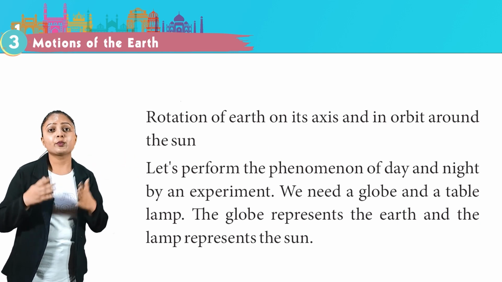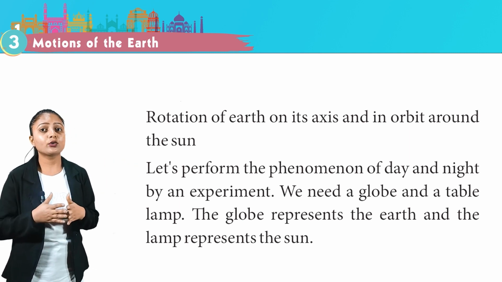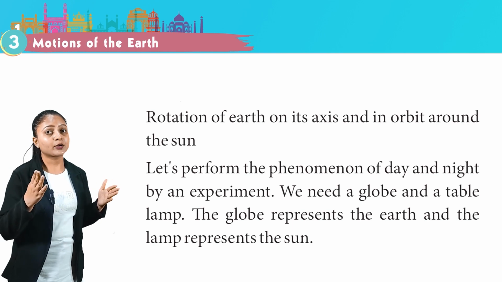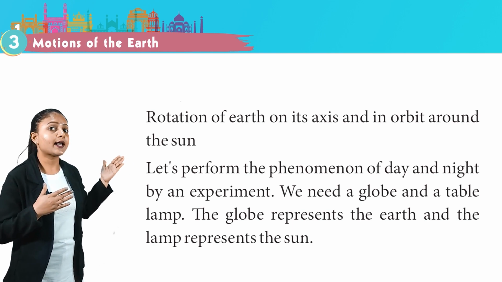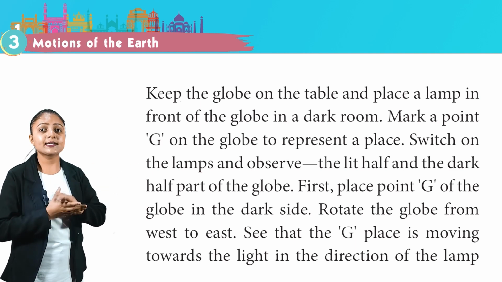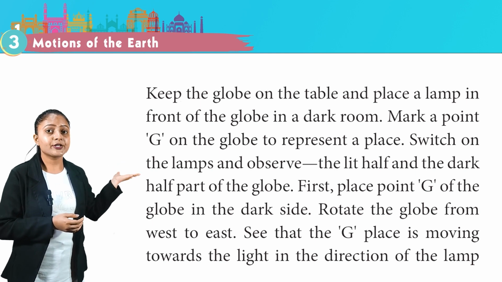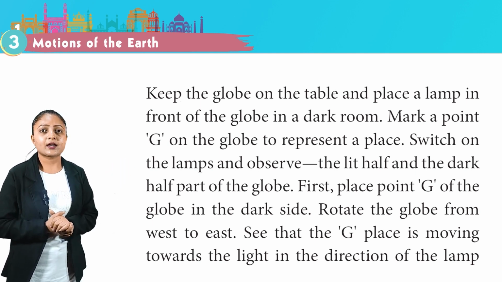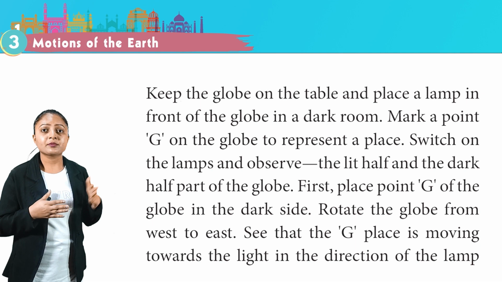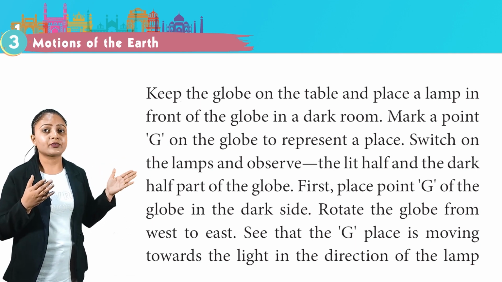Let's perform the phenomenon of day and night by an experiment. We need a globe and a table lamp. The globe represents the earth and the lamp represents the sun. Keep the globe on the table and place a lamp in front of the globe in a dark room. Mark a point G on the globe to represent a place. Switch on the lamp and observe the lit half and the dark half part of the globe.